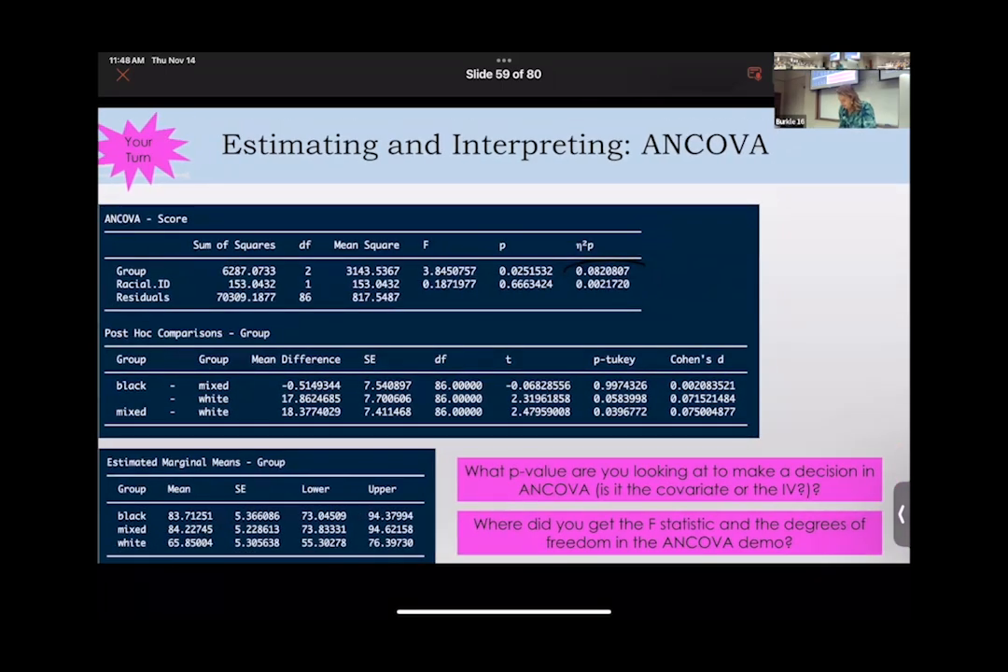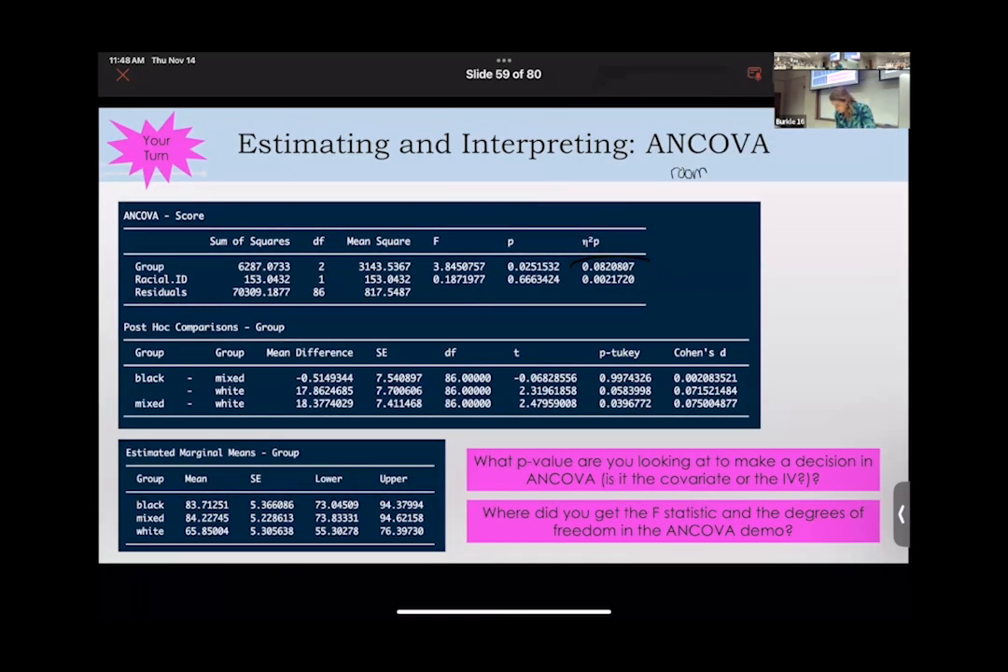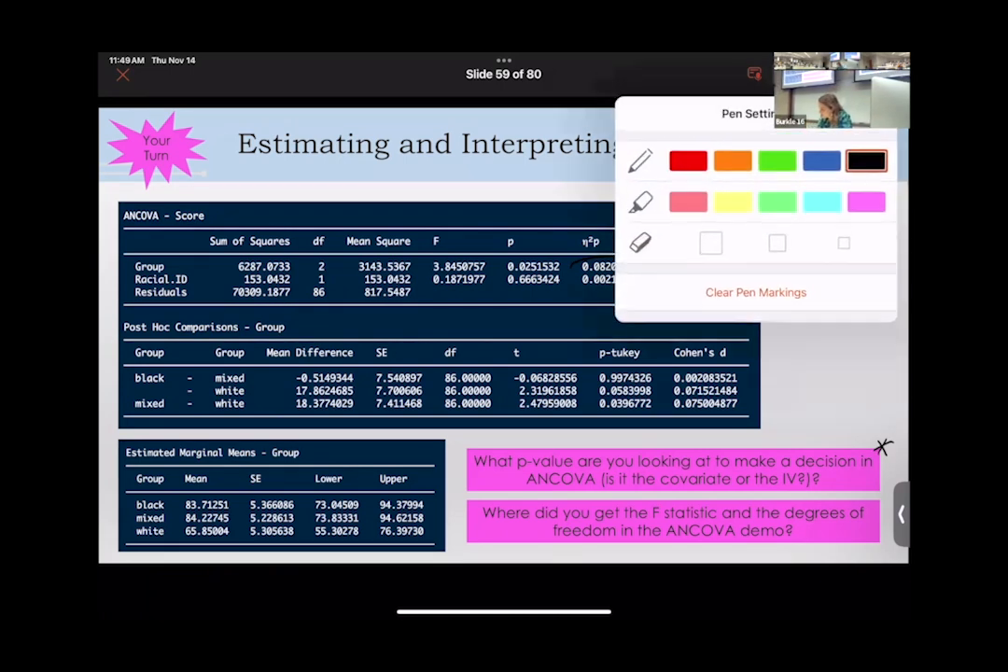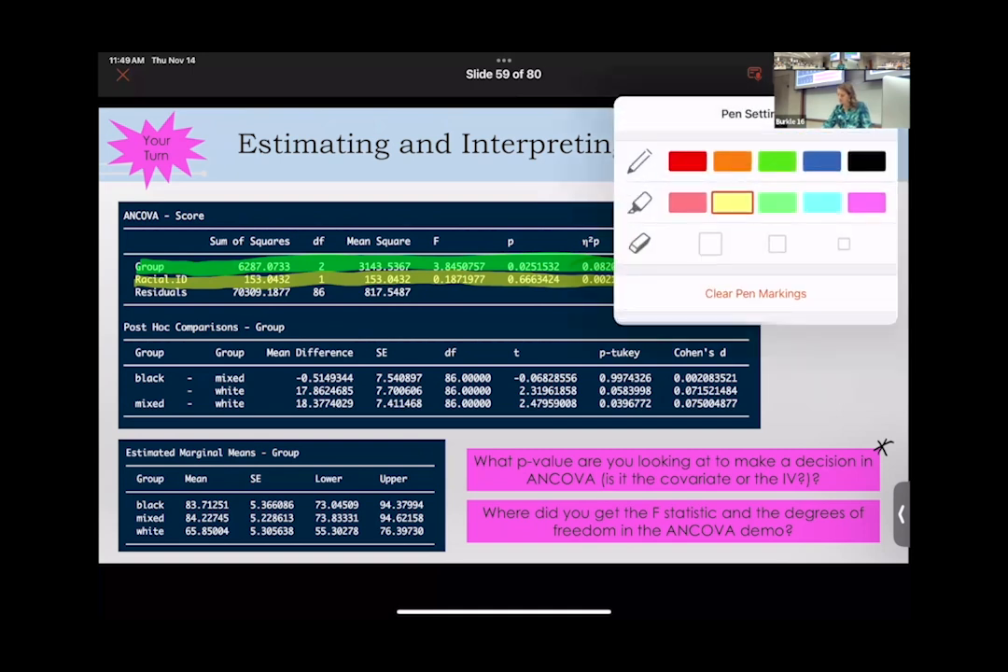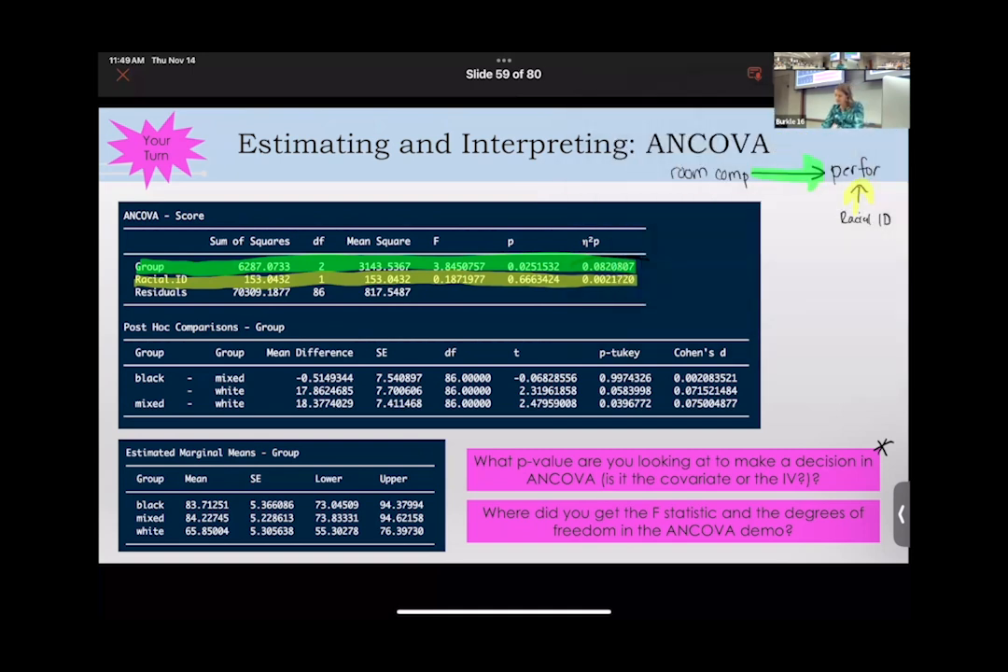What p-value are you looking at to make decisions in an ANOVA? Well, let's draw the model. The model is room composition. Does room composition impact performance? So the p-value that I'm going to use to investigate whether my hypothesis was supported or not is the racial ID line giving me, if I color code these, my relationship of interest.